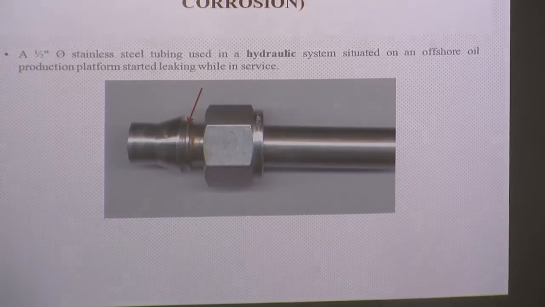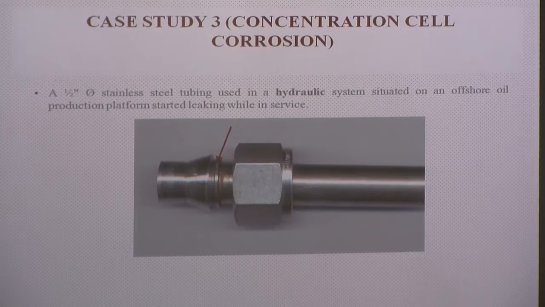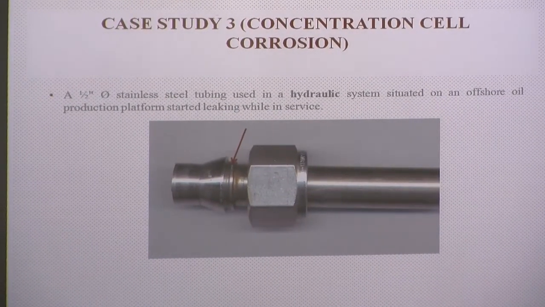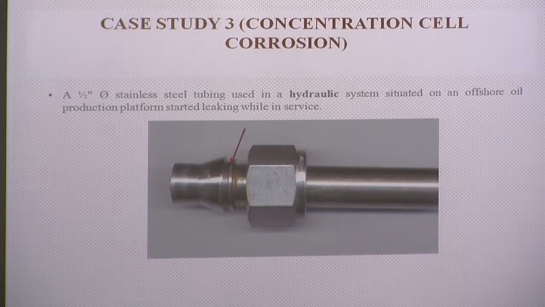This one, case 3, is concentration cell corrosion. Again, this is a half-inch diameter stainless steel tubing used for hydraulic steel lines, situated on an offshore production platform. Leaks were discovered right at this point here.